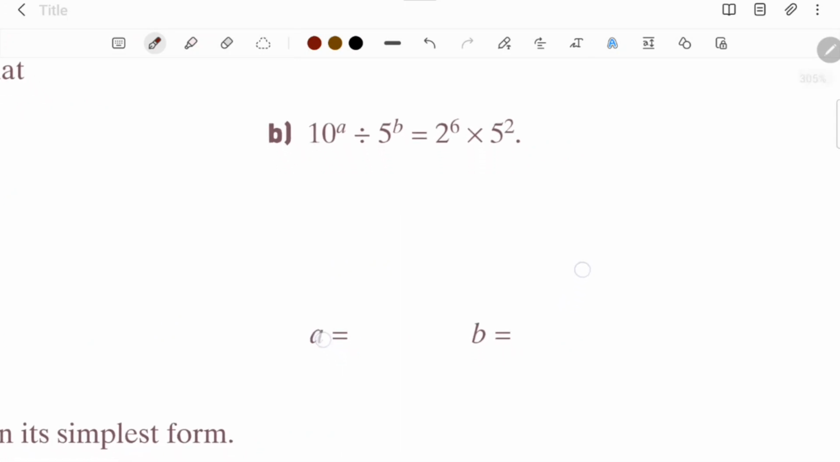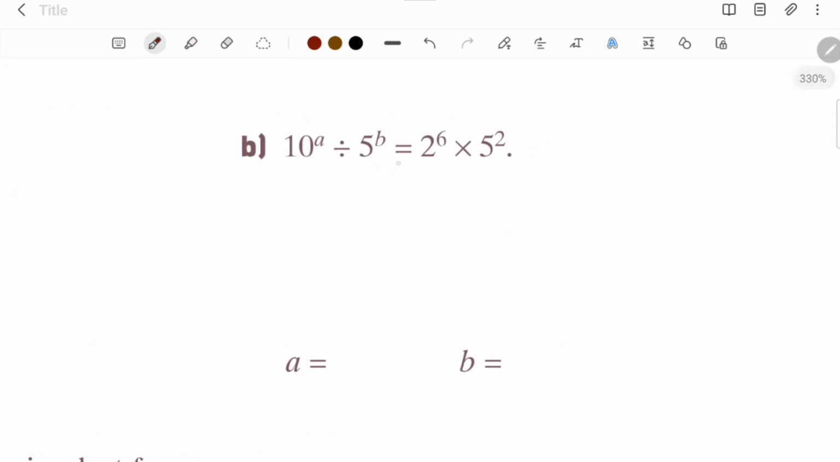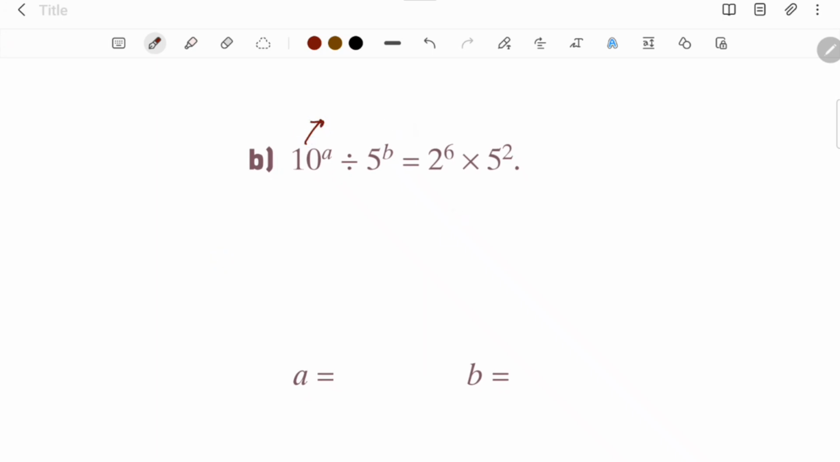Let's look at b. 10^a divided by 5^b, you will get 2 to the power of 6 multiplied with this one. Okay. 10 is still 5 times 2. So 10 to the power of a should be 5 to the power of a multiplied with 2 to the power of a. Let's simplify it. Okay, we arrange it so that 5 and 5 will be together.